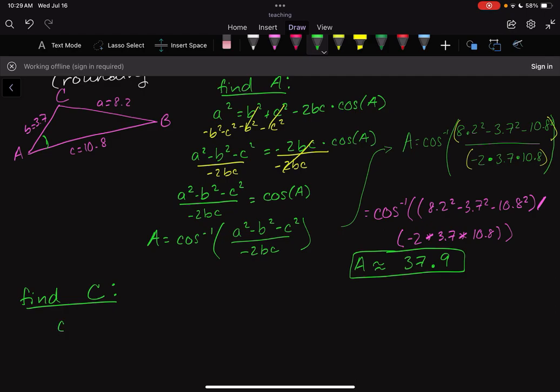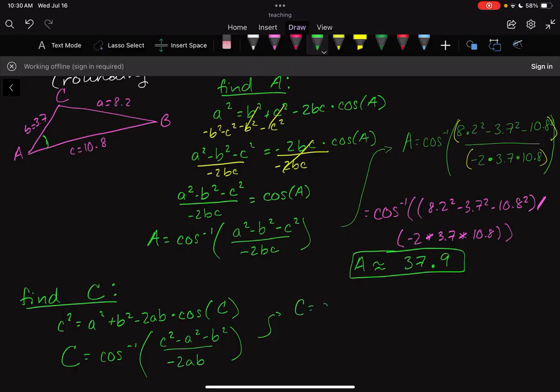So for C, I would have to use the one that starts with C. So C squared equals A squared plus B squared minus 2AB times cosine C. I'm going to quickly solve this for angle C. So this would be cosine inverse of C squared minus A squared minus B squared over negative 2AB. I know that I did that without really showing any work, but it is the same solving steps as before.